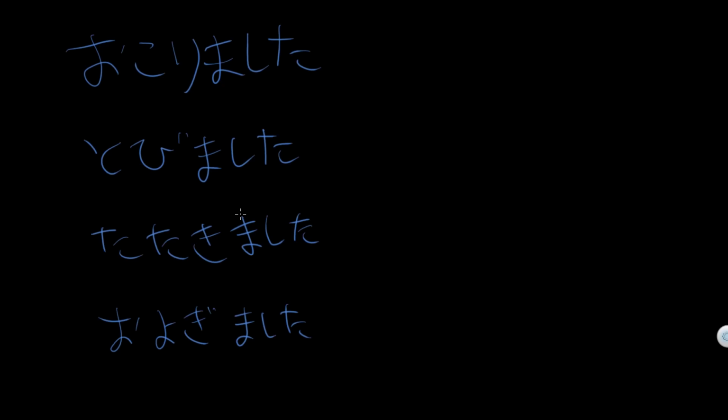For example, okorimashita. There's a ri in front of the mashita, so we know it's a group 1. We've double checked that it's not an exception. It means to get angry. Take off the ri mashita, leave the oko, and add small tsu and ta. And it sounds like okotta.